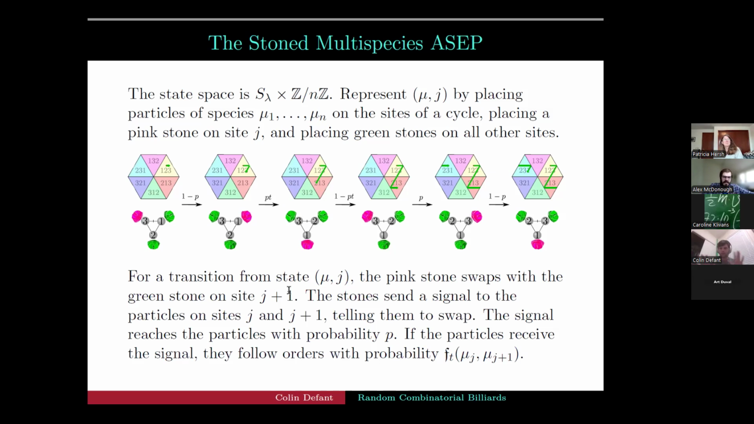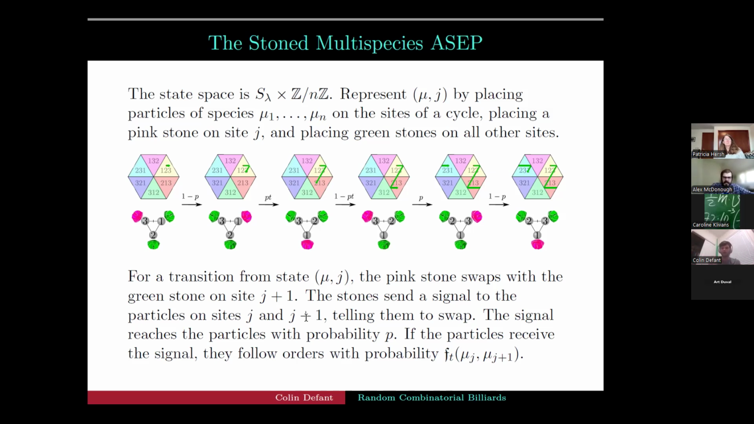It's a little bit complicated, so just try to bear with me. So basically, this is a discrete time Markov chain. And at each point in time, the pink stone is going to move one space clockwise. So that will always happen for every transition. The pink stone always just moves one space clockwise. So it's going to swap with one of the green stones. And when it does this, so let's say we're transitioning from state mu comma J to some new state. So the pink stone moves from site J to site J plus 1. It's going to send a signal to the particles that are sitting on sites J and J plus 1, telling them to swap places. But the signal might not reach the particles.